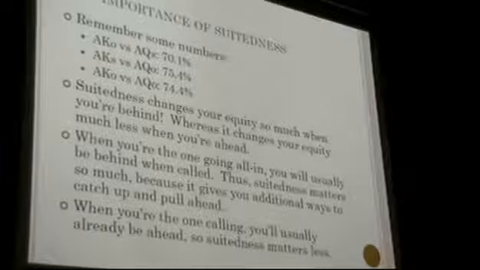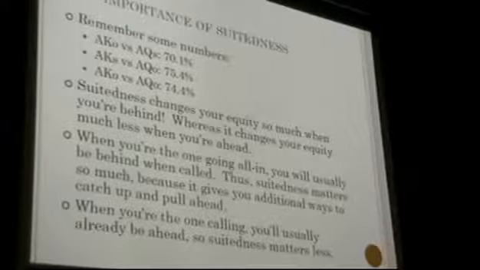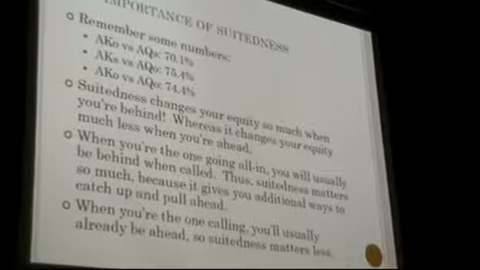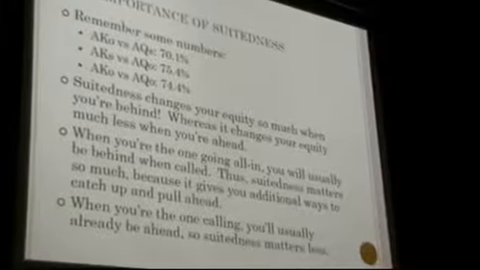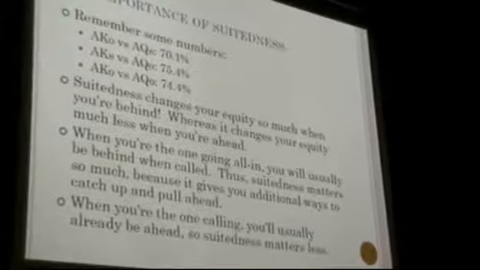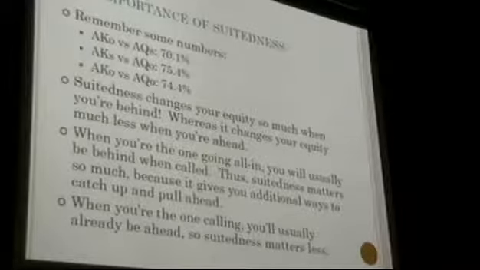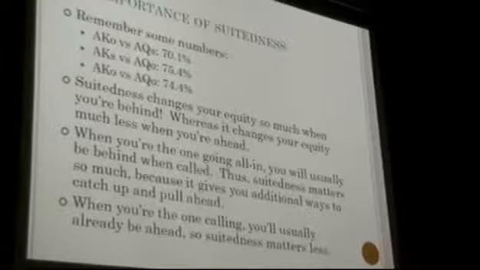Suitedness changes your equity so much when you're behind, whereas it changes your equity much less when you're ahead. Because when you're behind, you need as many ways to improve and beat them as possible, right? So suitedness matters a lot. But if you have a hand as good as Ace-King, the difference between Ace-King suited and Ace-King offsuit isn't that high, because usually you're going to be winning anyway without having to hit the flush.